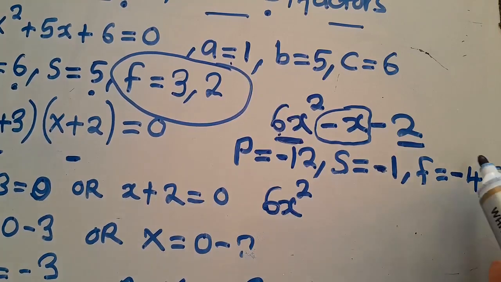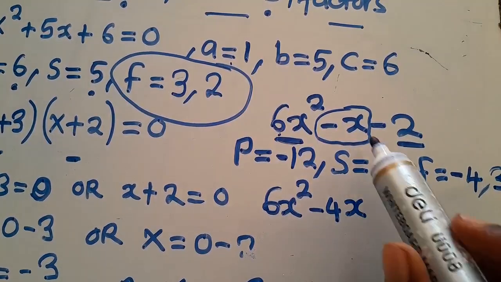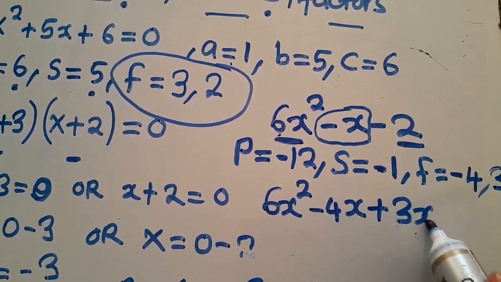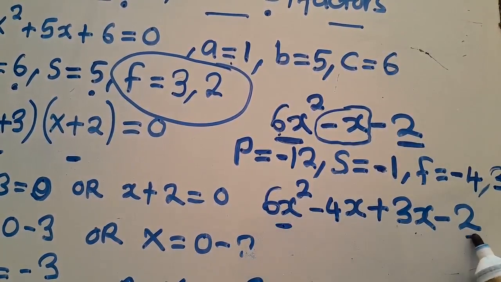So I'm going to put these factors. Negative 4, so I put x because there is x there. Then plus 3, I also include x. Then I say minus 2. So these two, have you seen that they have maintained? This is how you get to do it.